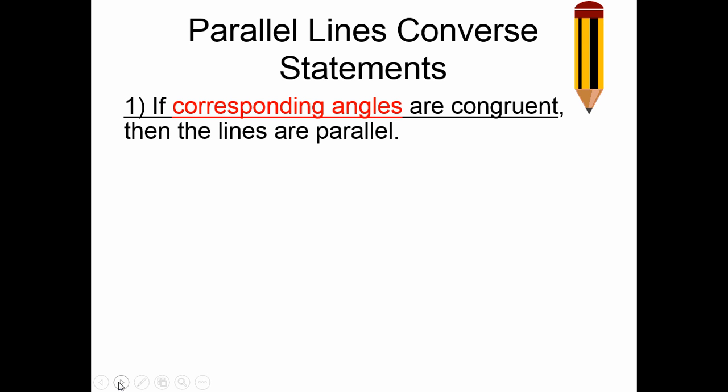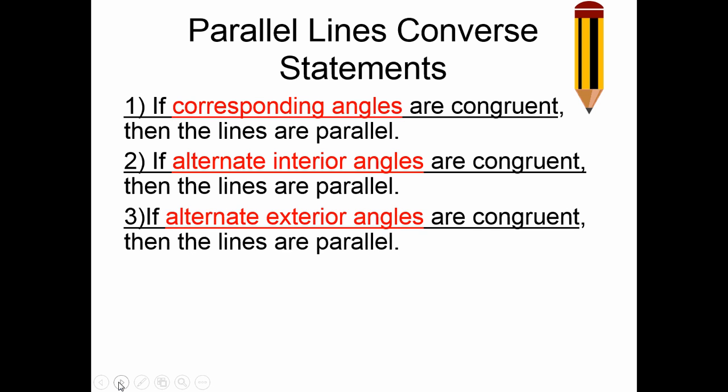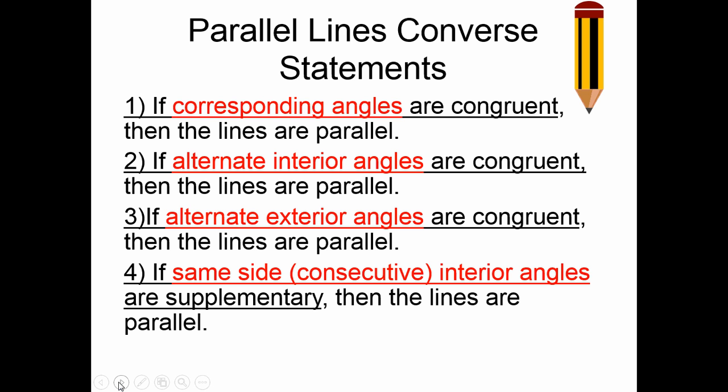So if corresponding angles are congruent, then we will have parallel lines. If I see alternate interior angles are congruent, then we know the lines are parallel. If we see alternate exterior angles are congruent, then we know the lines are parallel. And if we have same side or consecutive, is what we called them, interior angles are supplementary, then we know the lines are parallel. So these are the converse statements that go with the four theorems we have in our foldable. Again, the same ideas, but we're flipping the beginning part of the statement around with the last part because now we're asking, are the lines parallel, and what clues will I see in order to make that determination?